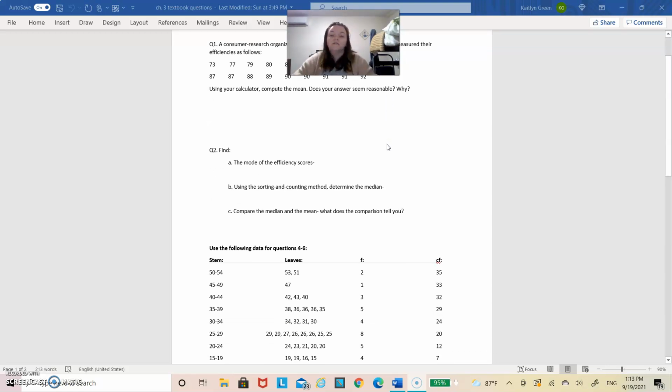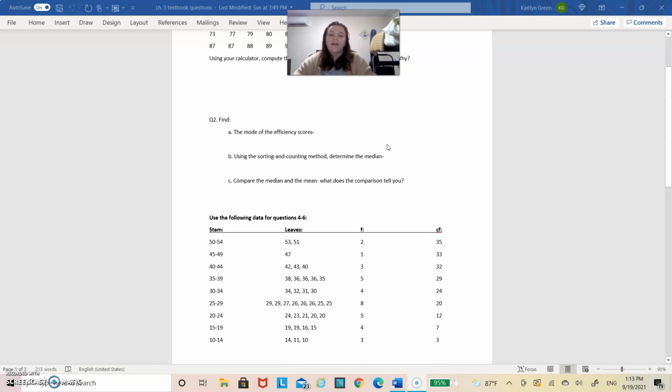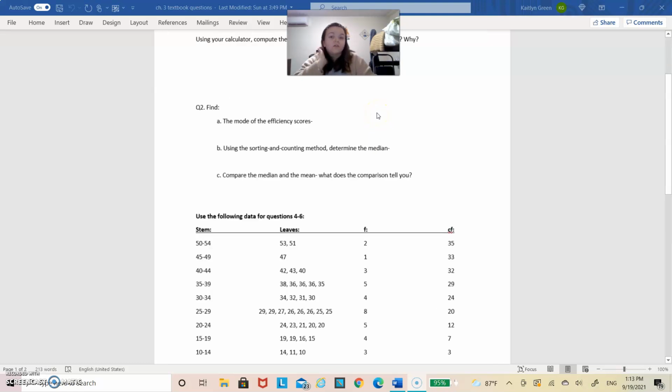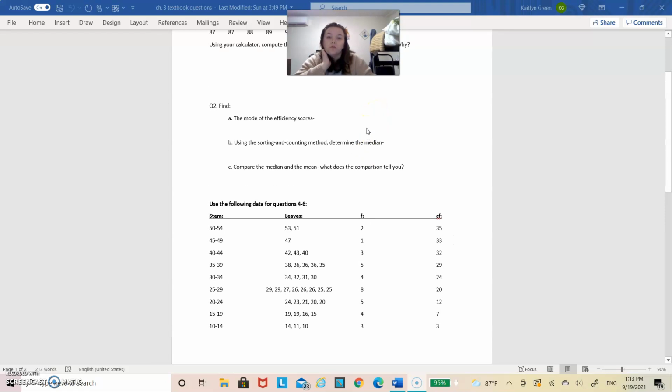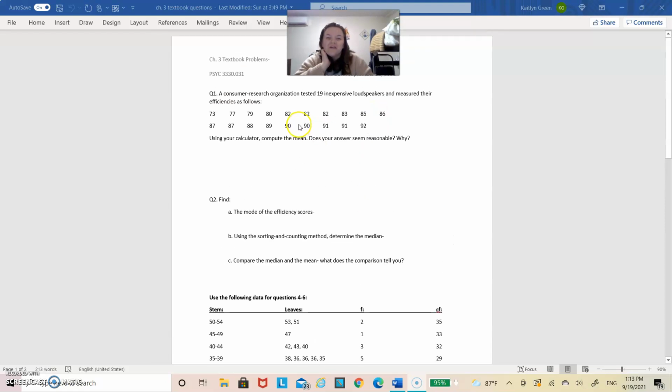Question 2 then asks to find the mode, and the mode's a very easy but unreliable measurement to use. We took the mode, computer difficulties. We saw that the number that occurred the most was 82, as you can see, 1, 2, 3 times right here. So that was what we found for the mode.